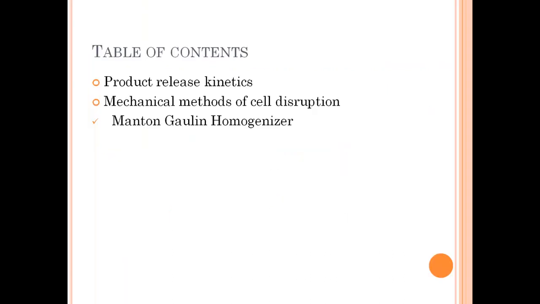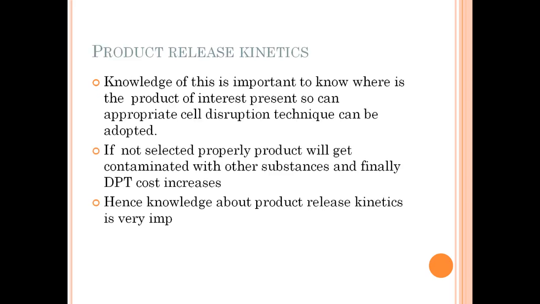So coming to the table of contents, it is the product release kinetics and the mechanical method of cell disruption technique, that is the Manton Gaulin homogenizer. This is the homogenizer which is very widely used in industries. Coming to product release kinetics, it is very important to understand the release kinetics of various products. Release kinetics is nothing but understanding when exactly the product is going to be released in a system.